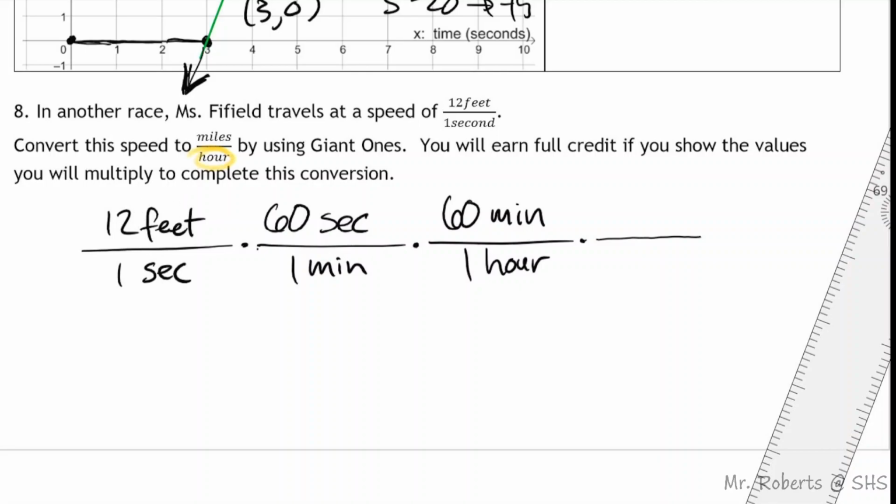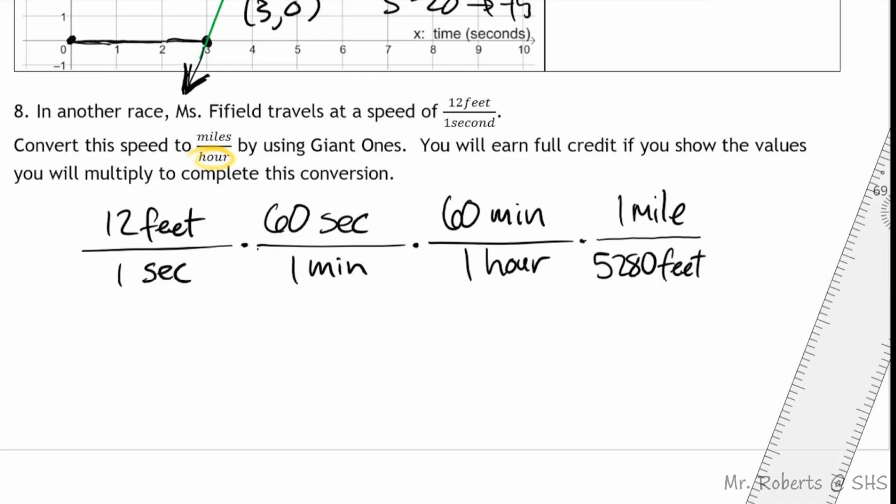So you can see currently feet are up in the numerator, up in the top here. So I'm going to put feet in the denominator, and I'm going to put 1 mile in the numerator. 1 mile is the same as 5,280 feet. Again, this is a giant 1 because they're equal distances. A mile is the same distance as 5280 feet. Something divided by itself is 1.